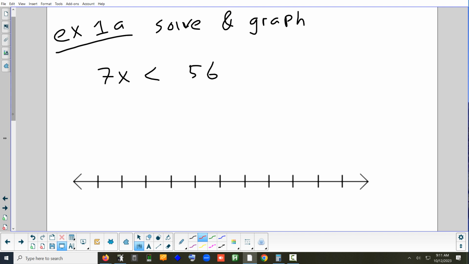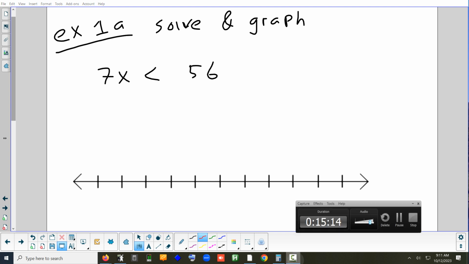All right. So it says to solve and graph. You pretty much know to graph it. If they give you a number line, they want you to graph it. Okay. So solve and graph 7x is less than 56. Okay, so see if you can solve it. When you think you have the answer and you've graphed it, call one of us over and we'll check in and see if you got it right.